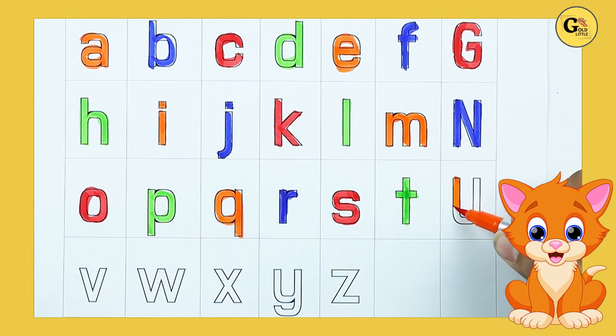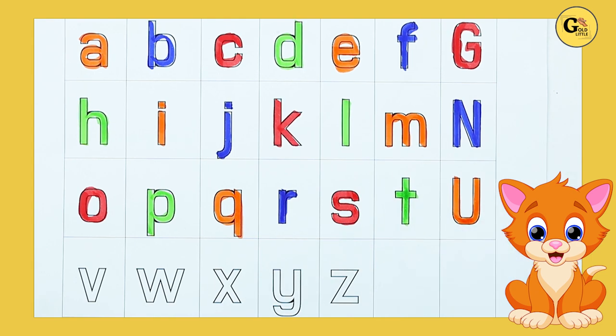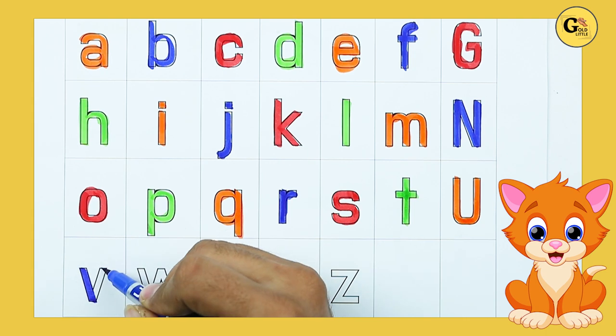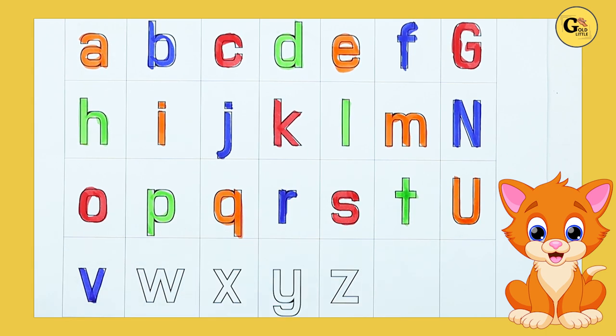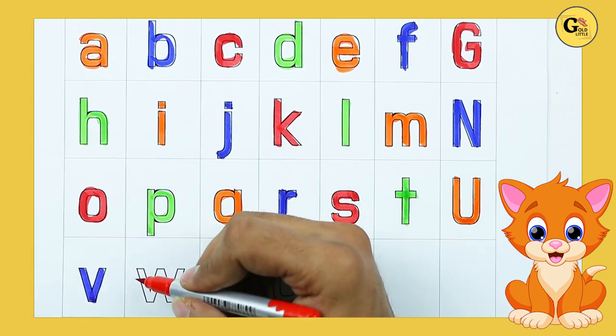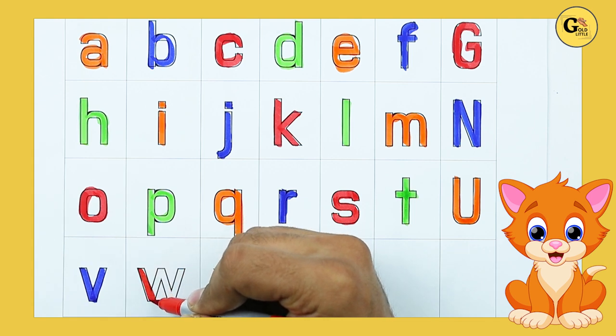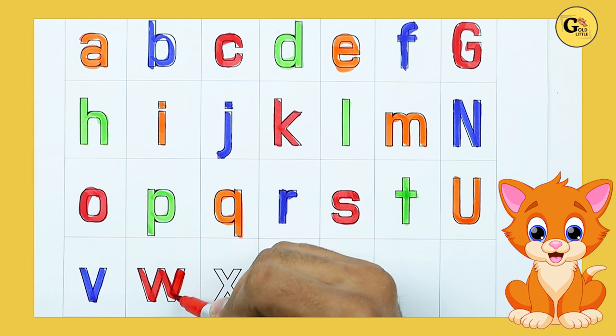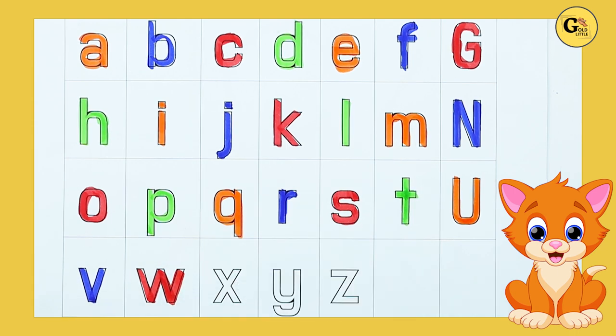U. U for umbrella. U with orange color. V. V for violin. It's V. W. Small W with red color. W for watch.